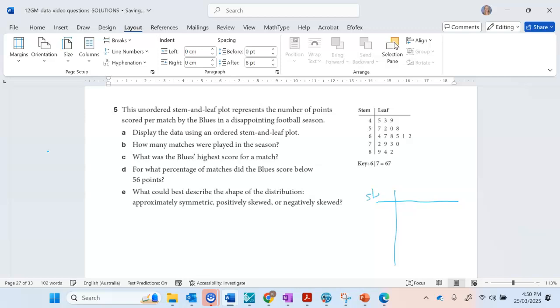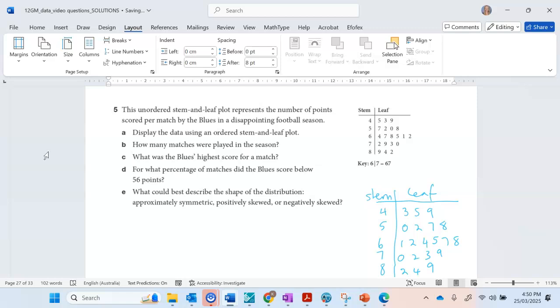All right, we've got stem and our leaf. So we're going to have the same stem, but we're just going to put the values in order now. So instead of 5, 3, 9, we're going to have 3, 5, 9. And then we're going to have 0, 2, 7, 8. And then 1, 2, 4, 5. 1, 2, 4, 5, 7, 8. And then 0, 2, 3, 9. And then 2, 4, 9. All right, there it is, ordered. It's not too hard to put numbers in order.